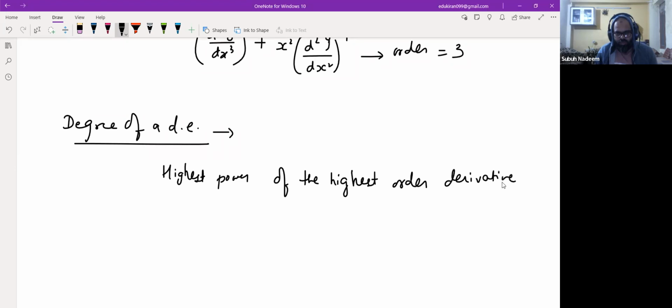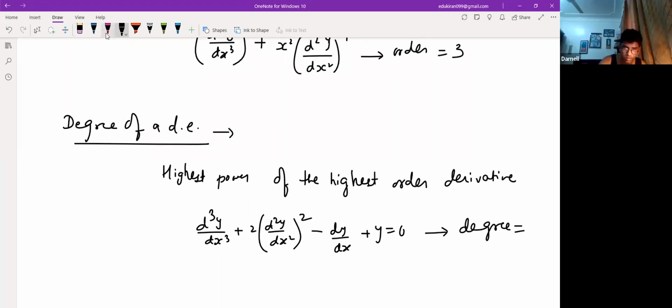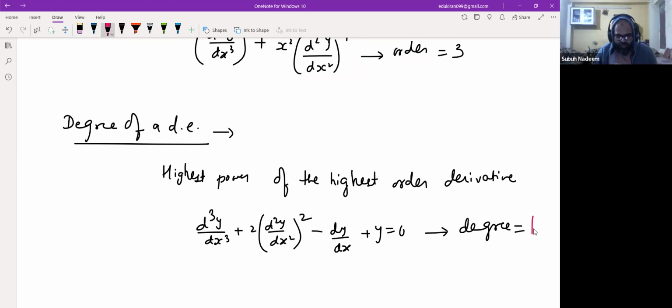So if we talk about the examples here, like d cube y by dx cube plus 2 times d2y by dx square to the power 2 minus dy by dx plus y equal to 0. So here degree will be, can you tell me the degree? Also 1. Yeah, it will be 1. That is, the highest order is 3 and its highest power is 1.